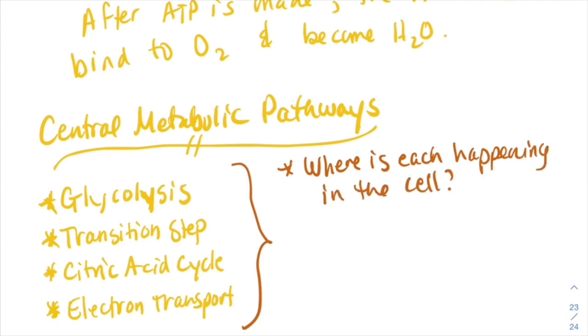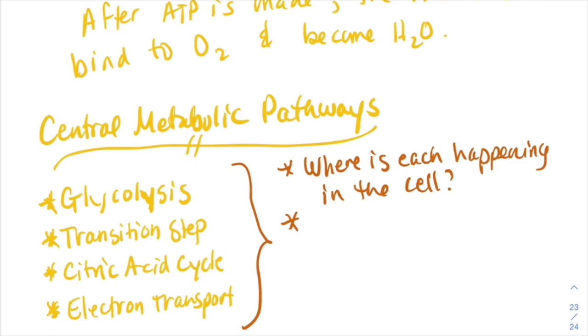For example, you need to know where each of these is happening in the cell. Is it happening in the mitochondria? Is it happening in the cytoplasm? Where is glycolysis happening? Where is the transition step happening? Where is the citric acid cycle happening? For each of them, I want you to know what the starting molecules are and what the ending molecules are. You're not going to need to memorize individual chemical reactions. I'm not going to test you on them. This is going to be an open note test anyway.